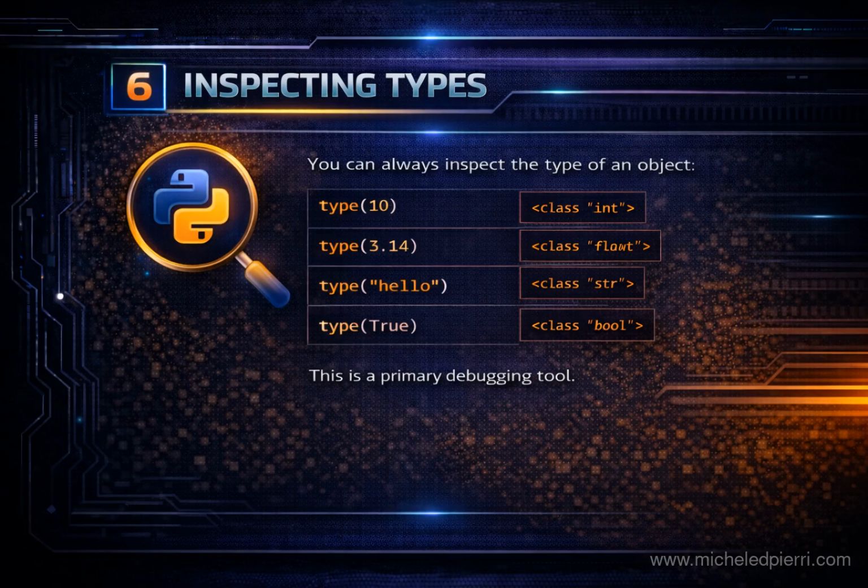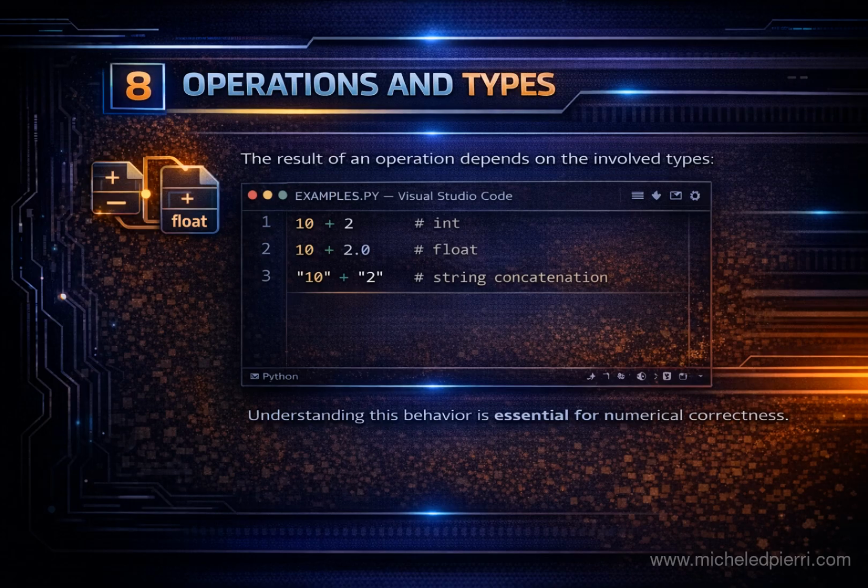To write robust code, you must always know what data type you are working with. Type inspection is your first line of defense. We use the type function to verify an object's class. As shown in the examples, the terminal instantly confirms if we are dealing with an int, a float, or a string. The result of an operation depends strictly on the types involved.